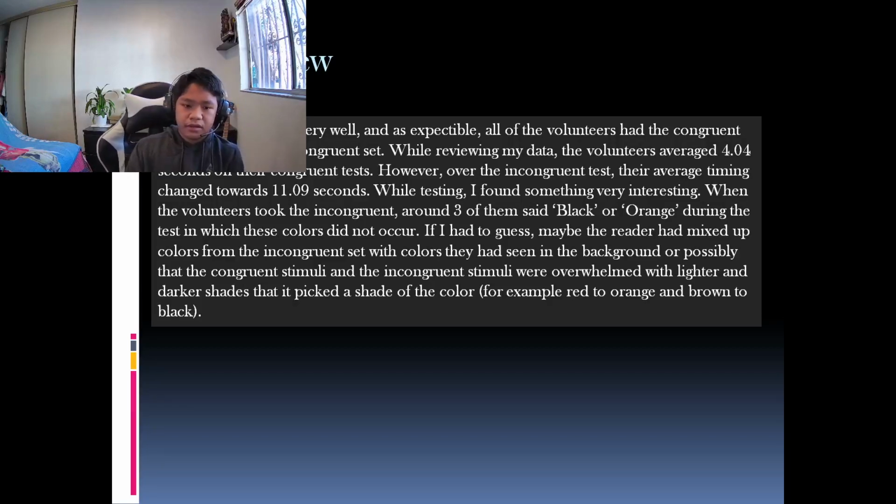While around this, I found something very interesting. When the volunteers took the incongruent test, around 3 of them said either black or orange during the test, which was quite unusual because none of these colors were on the papers. If I had to guess, maybe the reader mixed the colors from the incongruent set with colors they had seen in the background, or possibly the congruent and incongruent stimuli were so overwhelmed with lighter and darker shades that they picked a random shade of color. For example, red to orange and brown to black.